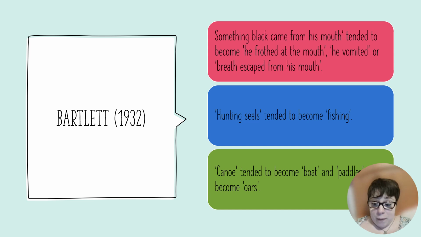So, for example, when the participants retold the story, "something black came from his mouth" tended to become "he frothed at the mouth," "he vomited," or "breath escaped from his mouth." Hunting seals became fishing, and canoes tended to become boats, whereas paddles became oars, right? Because these changes were an example of the story becoming regularized to better fit the participants' schemas.